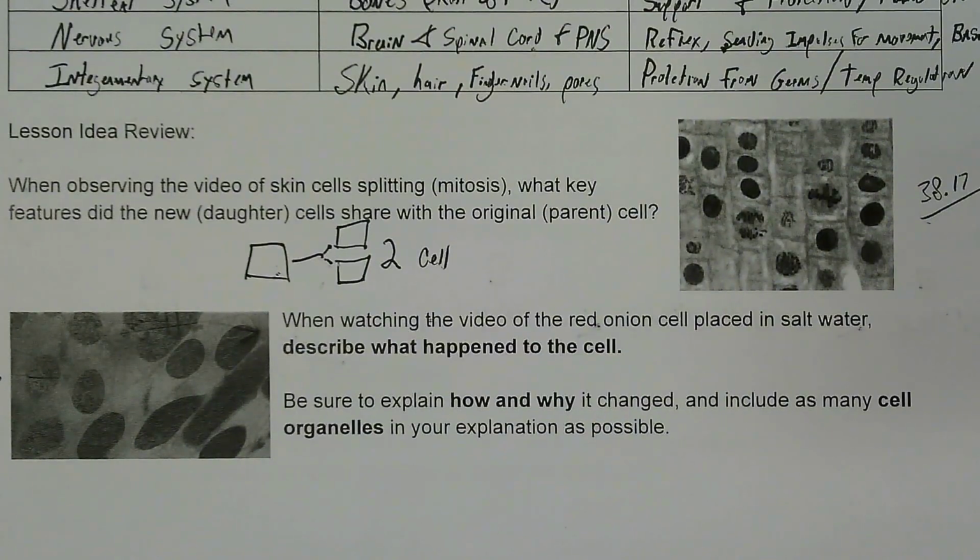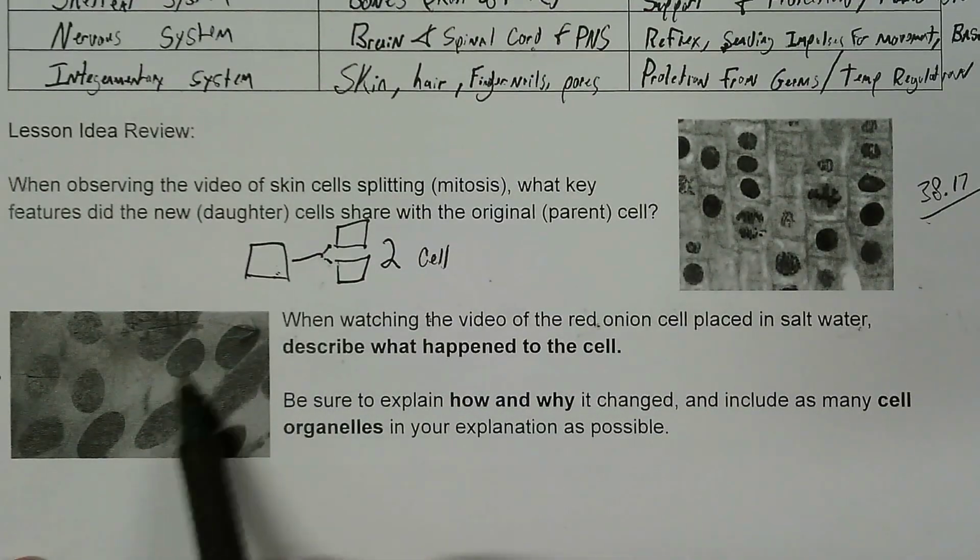So what happened to the onion cells when they were put in salt water? A neat thing happened, right? Osmosis took place. Osmosis is the passing of water through a semi-permeable barrier. Well, we know that the cell membrane is semi-permeable, so the water left the cell into the salt water, right? In class, we talked about some percentages, but it left the cell. We saw it shrink.